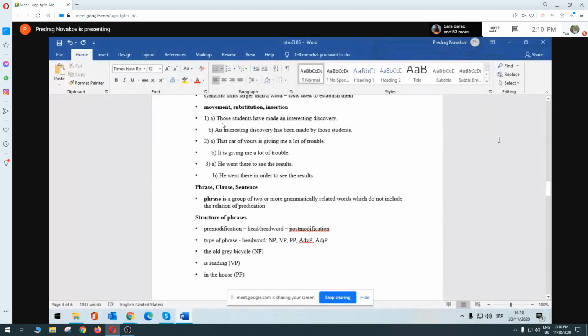Obviously, the sentence "Those students have made an interesting discovery" is an active sentence. You simply passivized it in B: "An interesting discovery has been made by those students." What did we move and what did we prove by this movement? Or let me put it this way, what is the rule? What can you move in a clause?